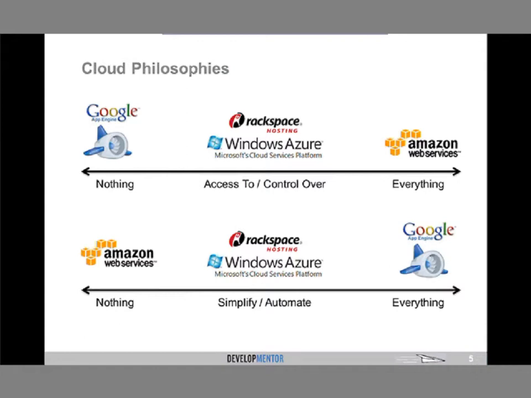Okay, and then at the bottom, you've got the reverse, where Amazon doesn't really simplify or automate anything. Actually, that was true up until, I would say, the beginning of this year. And then they started releasing more and more products that would basically simplify and automate things. And we'll talk about some of those at the end. But up until this year, you had to do everything yourself. There was nothing that was really automated for you. And then Rackspace and Windows Azure help you out a little bit there, and Google App Engine basically controls everything.